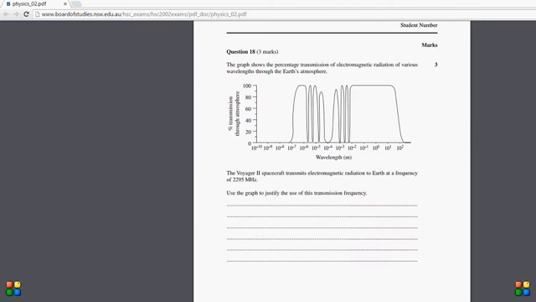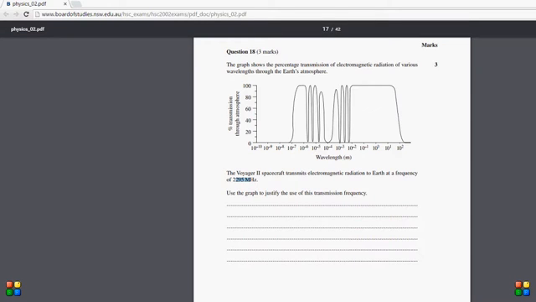Okay, the graph shows the percentage transmission of electromagnetic radiation of various wavelengths through the Earth's atmosphere. So we see that very short wavelengths, so this is probably gamma radiation, are all blocked. And the longer wavelengths can go through our atmosphere. So they give us a frequency. We know v equals f lambda. We can solve for lambda, find out what wavelength it is, draw it on the graph, and it will most probably be at a point where the percentage transmission through the atmosphere is 100%, and that's why we are using this particular frequency.